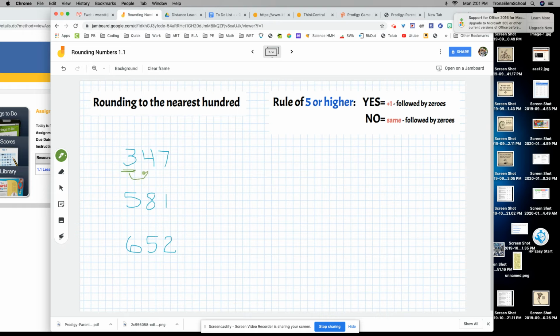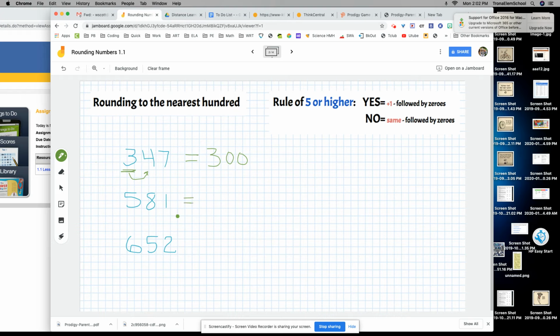Then we look to the right, we look at this number 4, and we ask ourselves, is it 5 or higher? And the answer is no. 4 is not 5 or higher. So my hundreds number will stay the same. So 347, my 3 stays the same, that's my hundreds number. 4 and 7 simply become zeros. So my answer is 300.